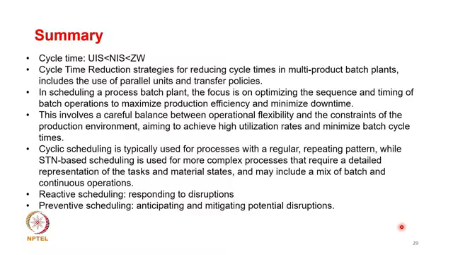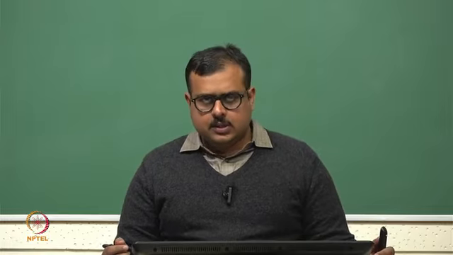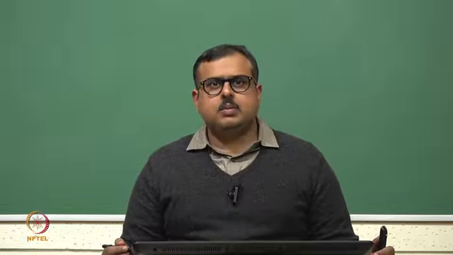Cyclic scheduling is typically used for processes with a regular repeating pattern, and we also talked about the state task network, wherein scheduling is used for more complex processes that require detailed representation and may include a mix of batch and continuous operations. And we concluded the lecture content by talking about reactive scheduling, which is responding to the disruption, and preventive scheduling, which is anticipating and mitigating potential disruptions.